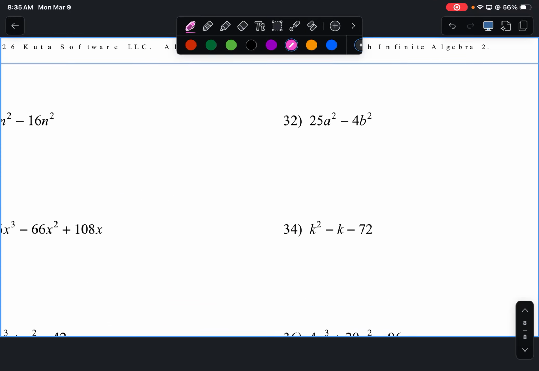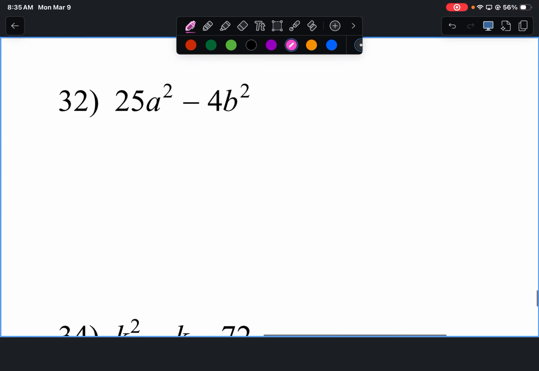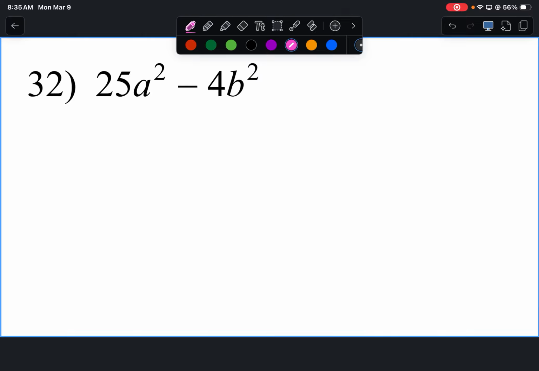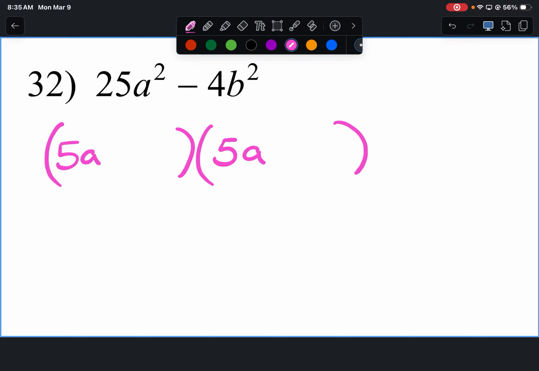All right, for question 32. Does question 32 have a greatest common factor? No. But it is 2 terms, so we need to check it for a difference of squares. What squares to give us 25a squared? 5a. What squares to give us 4b squared? 2b. What signs do we need? There we go.